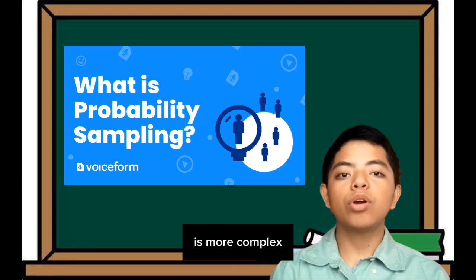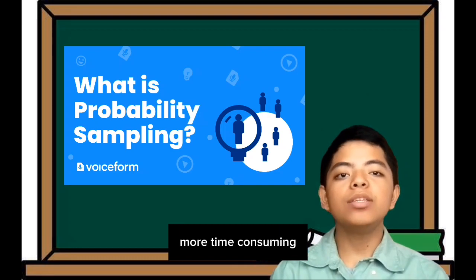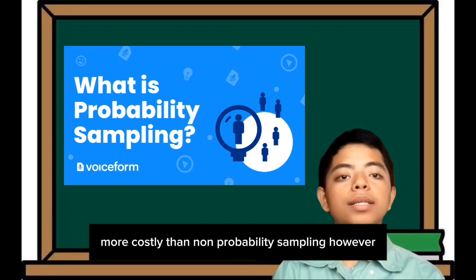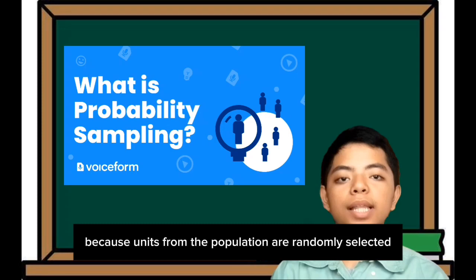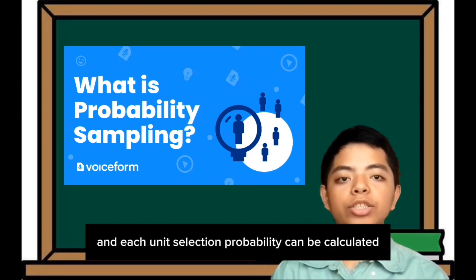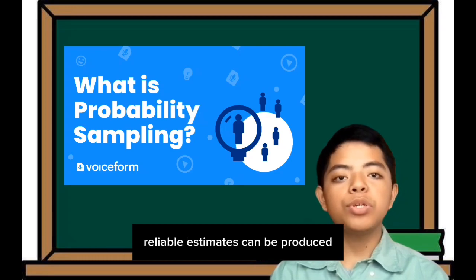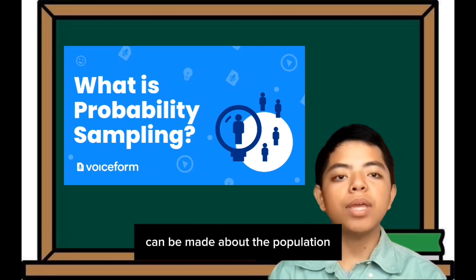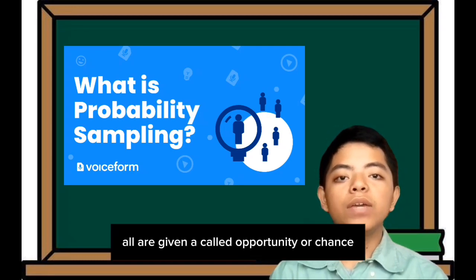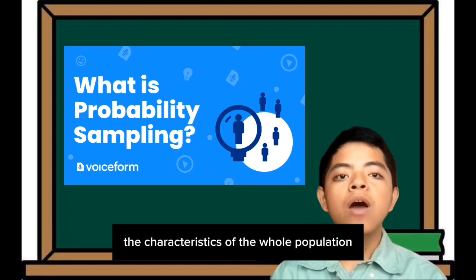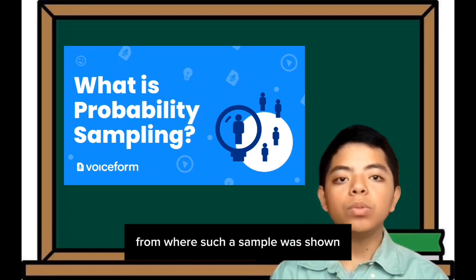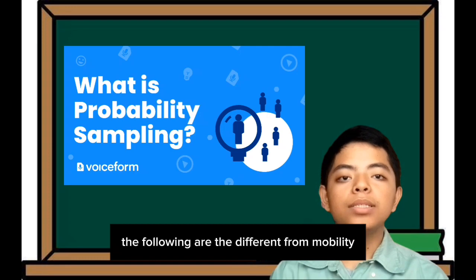Probability sampling is more complex, more time-consuming, and usually more costly than non-probability sampling. However, because units from the population are randomly selected, and each unit's selection probability can be calculated, reliable estimates can be produced and statistical inferences can be made about the population. All are given equal opportunity or chance to form the sample that is capable of reflecting the characteristics of the whole population from where such sample was drawn. The following are the different probability sampling techniques.